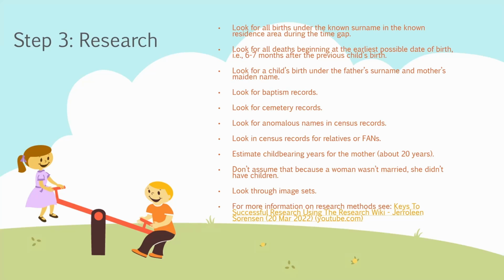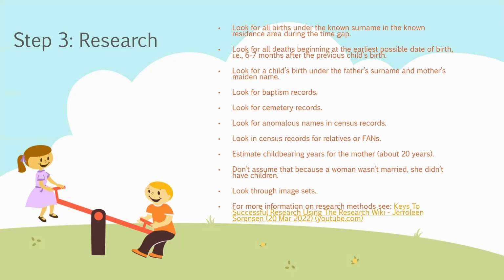Look for all the deaths in the area beginning at the earliest possible date of birth. And I would say not just 9 months after what you think that you're looking for. If you're looking for a child who was born prematurely, he may have lived for a certain amount of time and then passed away. So I would say I usually start looking for deaths beginning before I think the child would have been born.